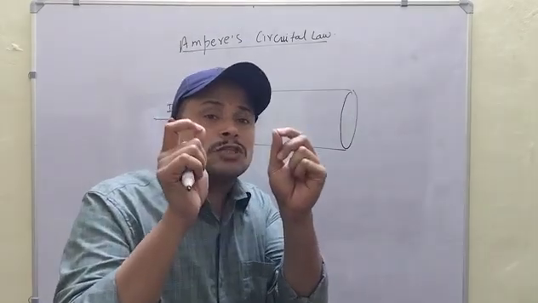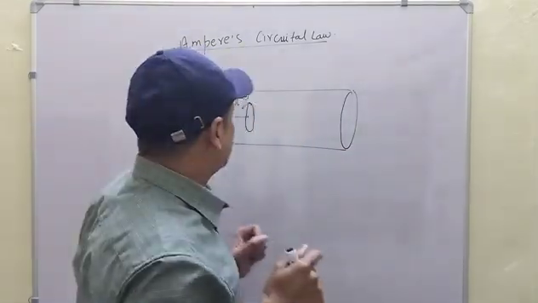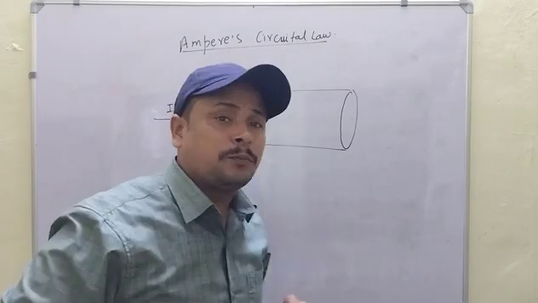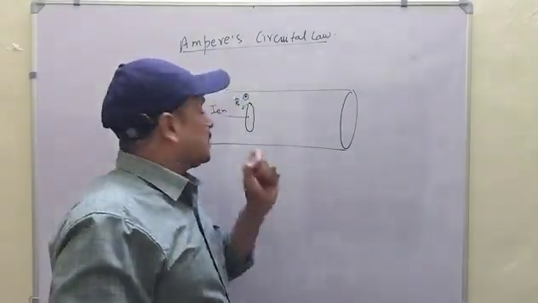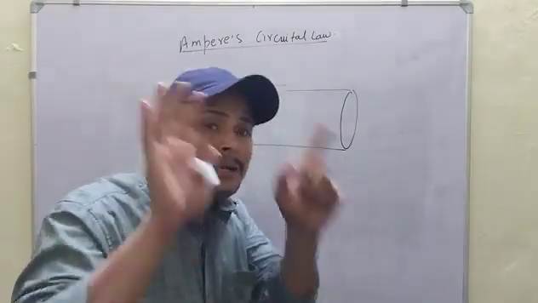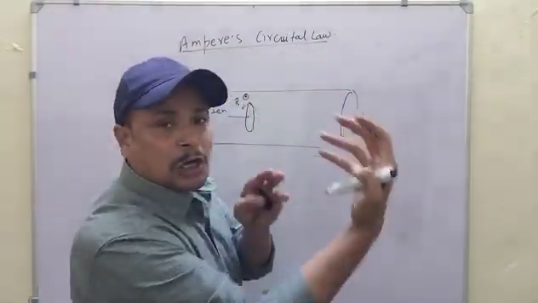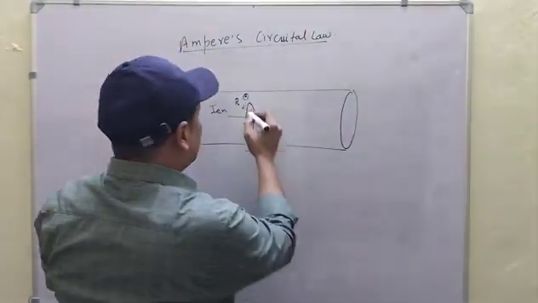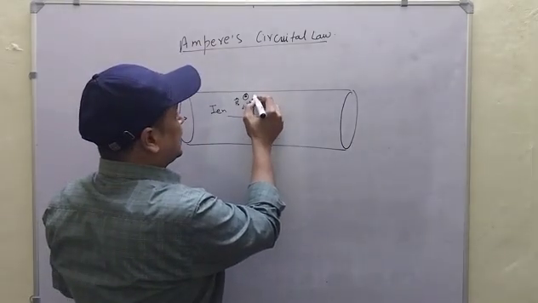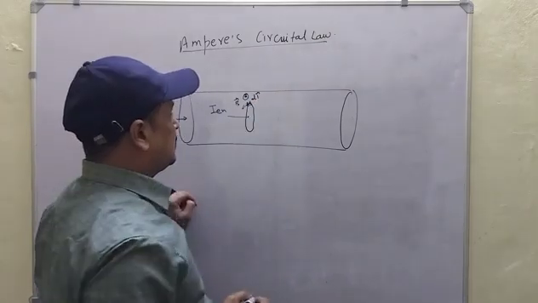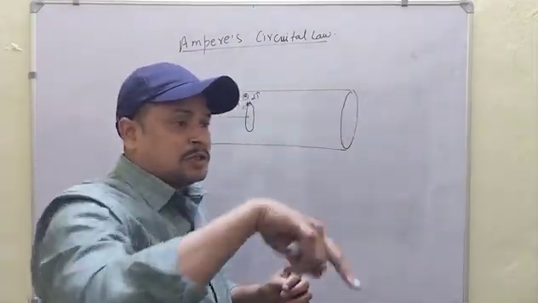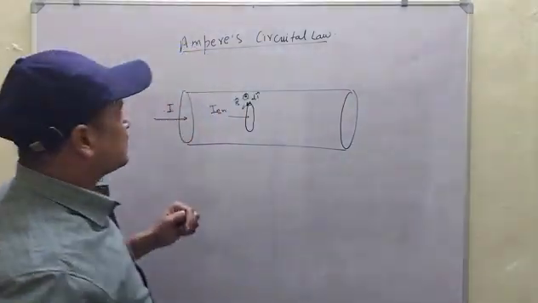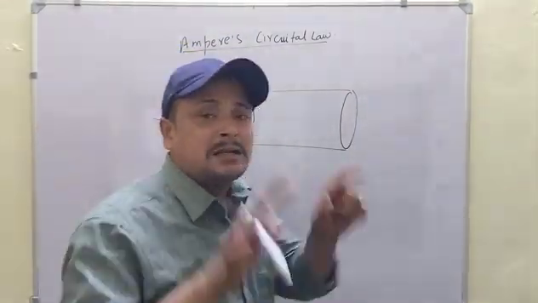And the second thing: we will take one small element dl at the loop, and the direction of dl should be along the direction of the magnetic field. This means if the magnetic field is directed outward, the element dl we take on the loop should also come outward. So we are taking the dl element along the field. The field is coming outside, so at the loop the element is also coming outside. You can say the angle between B and dl is 0.